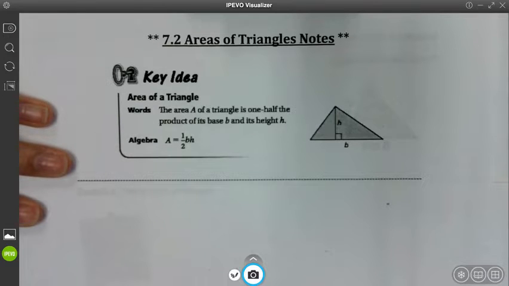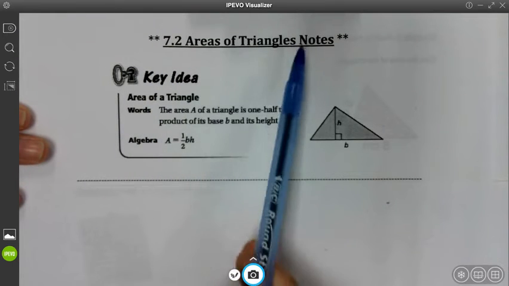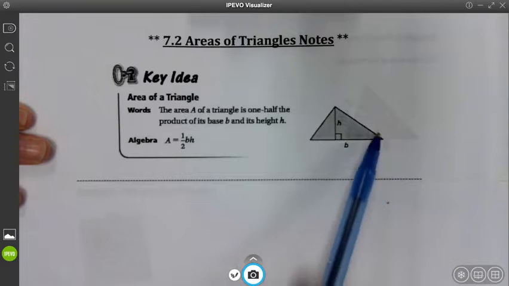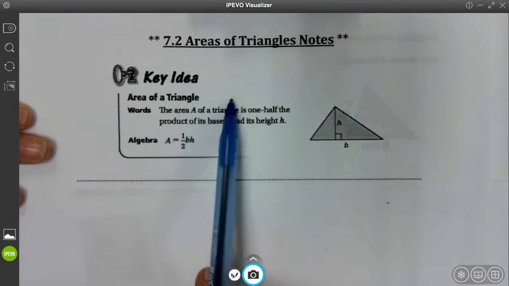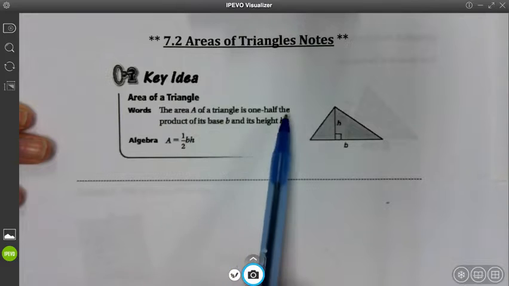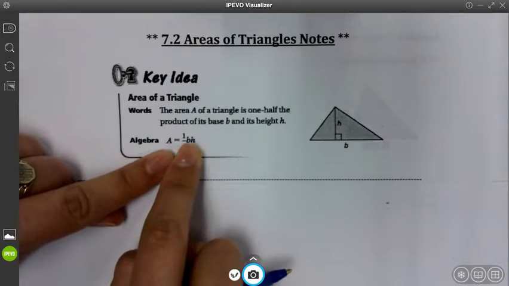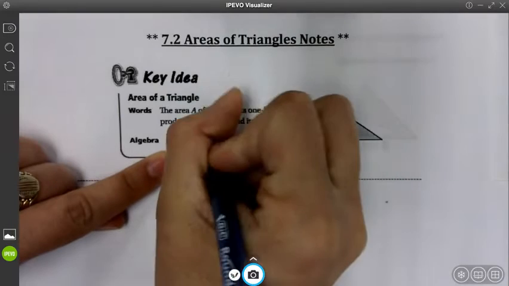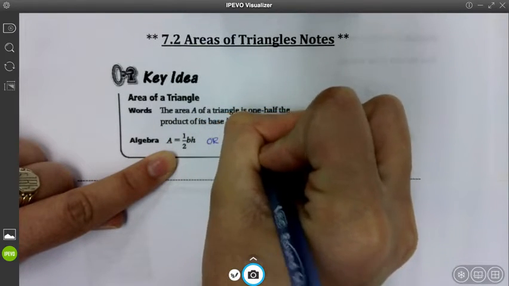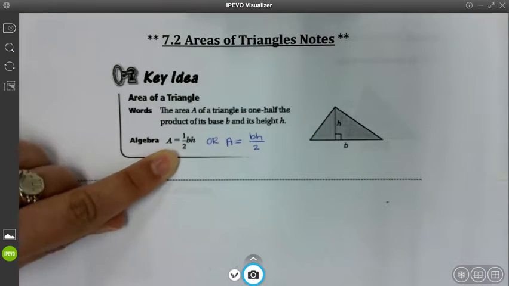Hi, today we are going to be working on section 7.2, areas of triangles. A triangle is a shape with three sides, and the area A of a triangle is 1/2 the product of its base B and its height H. So this is one way to memorize the formula: 1/2 times base times height. Another option is base times height split into two equal pieces, divided by 2. So that's another option for you.